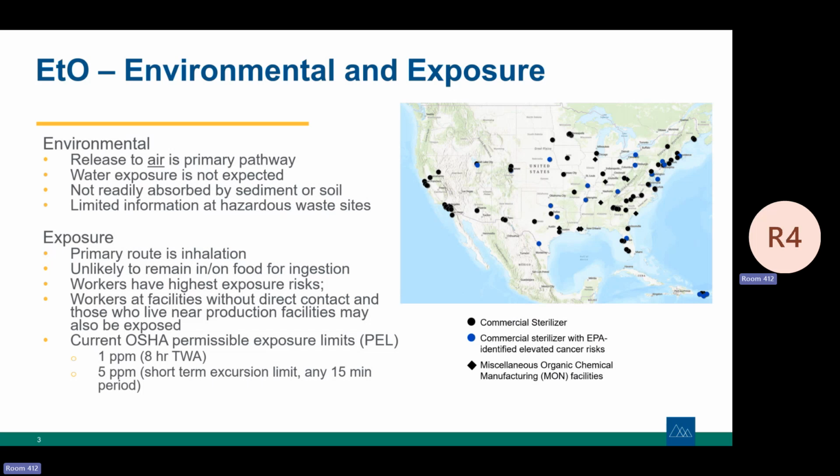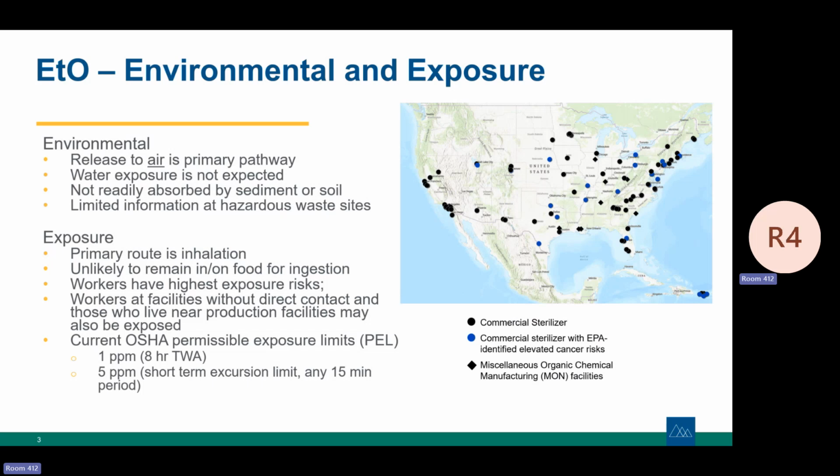This rule is specific to air exposure. Primary release of ethylene oxide is to the air, so the primary route is inhalation. That's the focus of the whole study. Water and soil is not really expected, but that is not to say that it's not impossible. It's just not expected. There is some work that they're looking at with pesticides as well. So do with that as you wish. I do have a little more information on that.